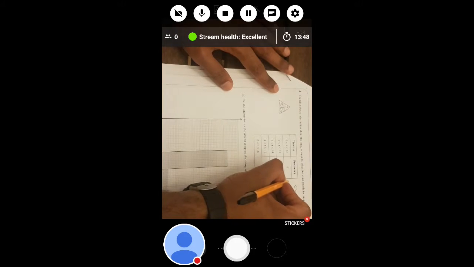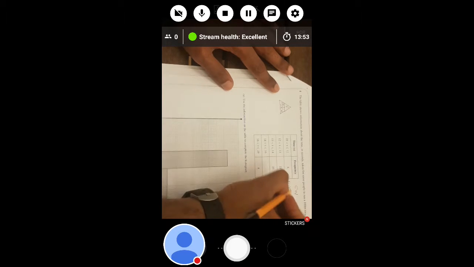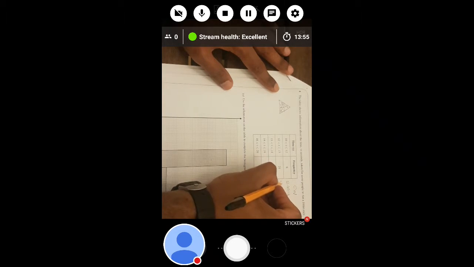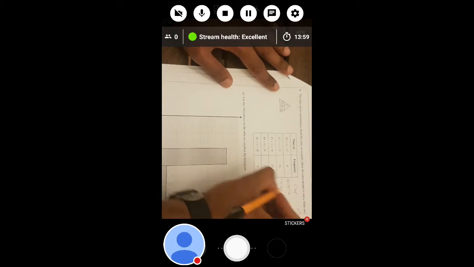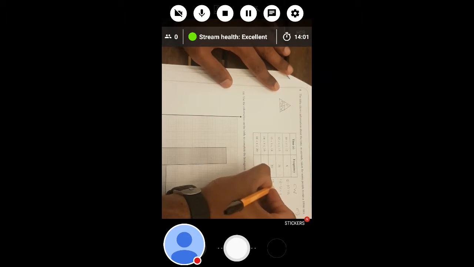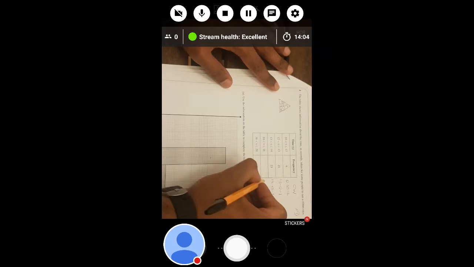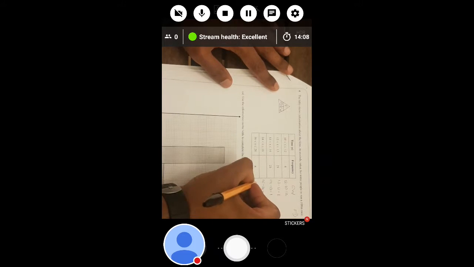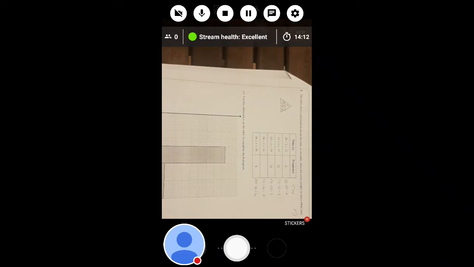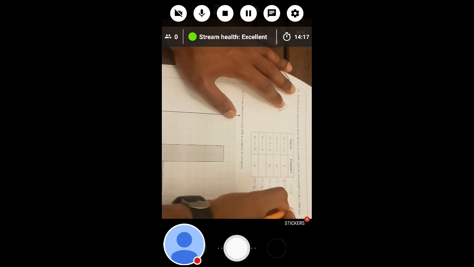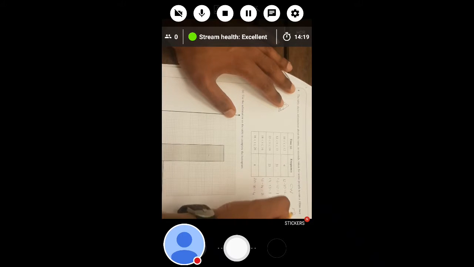So this one is 12 minus 10, which is equal to 2. 13 minus 12, which is equal to 1. 14 minus 13, which is again conveniently 1. And 16 minus 14 is 2. And then 20 minus 16 is 4. Alright, so that's fine. And frequency density now. So frequency divided by class width here.